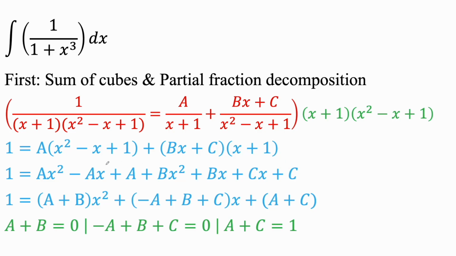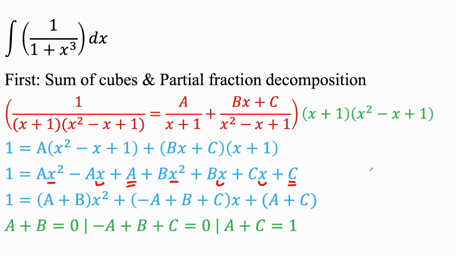From here, I'm going to group. So I have an x squared right here, I have an x squared right here, I'm going to group them. Then I have an x right here, an x right here, an x right here, I'm going to group that. And then I have the constant, A and C. From here, I'll develop my systems of equations. So A plus B corresponds to x squared. And on the left-hand side, there's no x squared, so it is equal to 0. Likewise, negative A plus B plus C is equal to 0 because there's no x here either. And then the constant piece, A plus C is equal to, our constant here is 1.